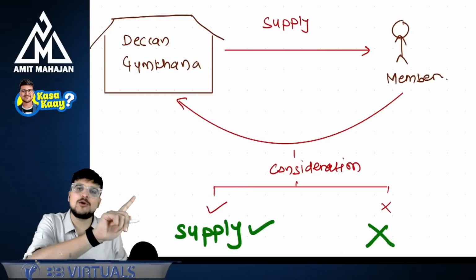irrespective of the fact it is for business or not for my business. But if it is without consideration, we will see whether the service has been imported from a related party or not from a related party. If it is not from a related party, it is not a supply. If it is from a related party, I will see whether it is for my business or not. If it is for my business, it is a supply. If it is not for my business, it will not be considered as supply.